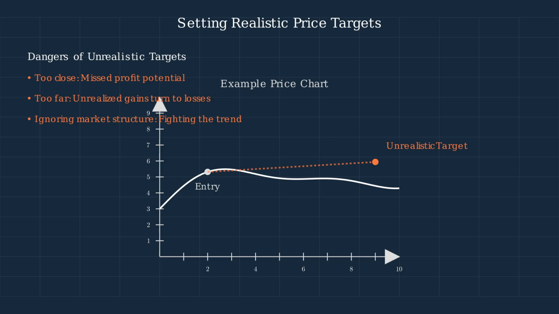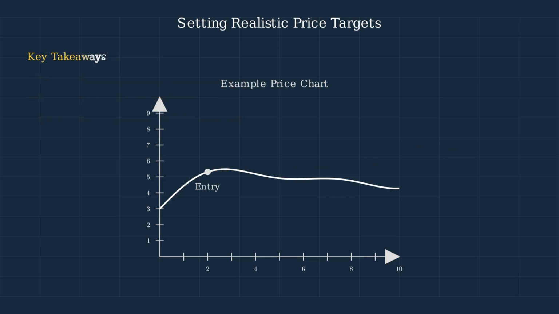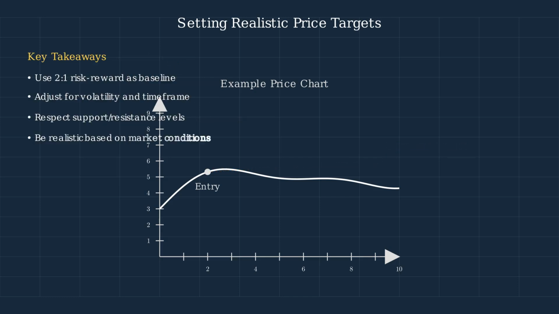Always ensure your targets respect the current market structure rather than fighting against the trend or major levels. To summarize, when setting realistic price targets, start with a 2-1 risk-reward ratio as your baseline, adjust for volatility in your chosen time frame, respect key support and resistance levels, and always remain realistic based on current market conditions.